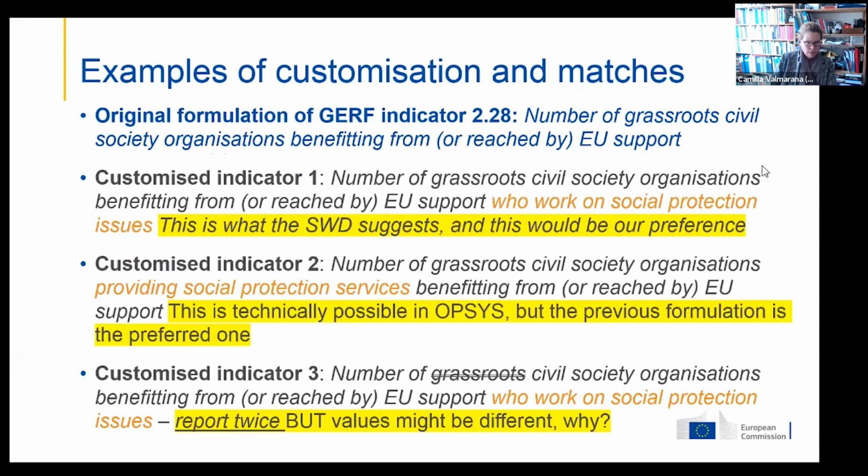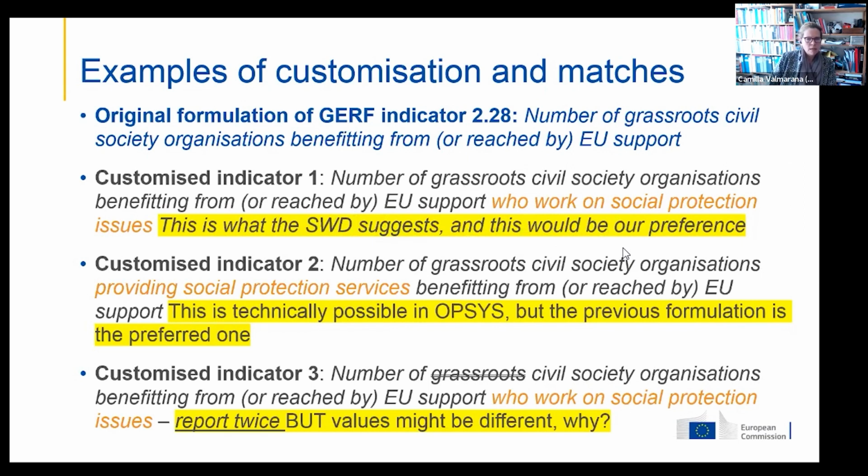And then we have a first customized indicator. Why customized? Because our intervention logic is focusing on social protection issues. And we have three potential customized indicators. The first one is number of grassroots civil society organizations benefiting from or reached by EU support who work on social protection issues. So essentially the identical formulation to the GERF indicator with the part in orange added, so with a specification to sort of restrict it a bit. And this is a way in which the staff working document suggests that you customize indicators, of course, if relevant.